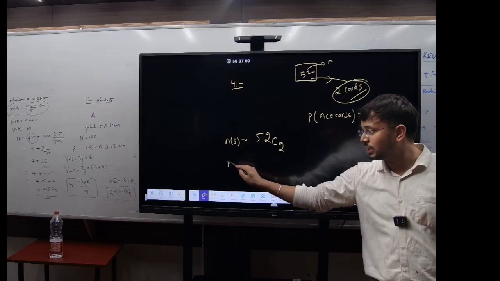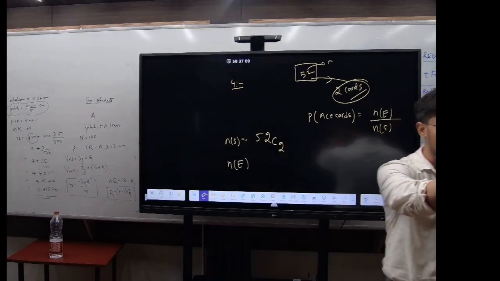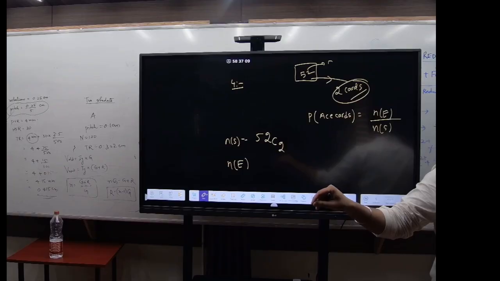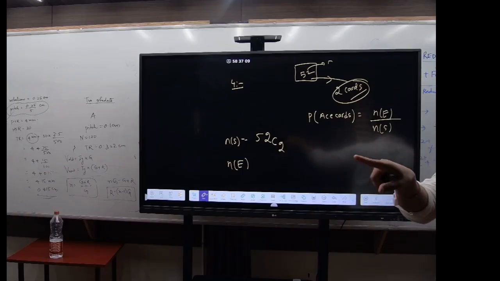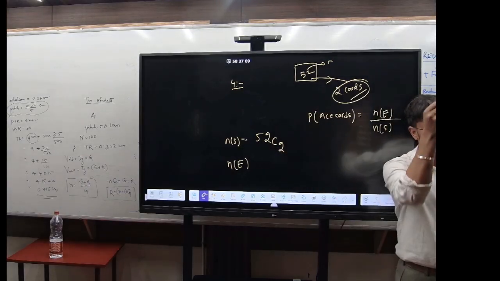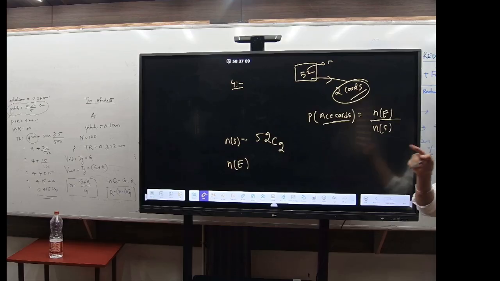But what do I actually want? Let's say out of 8 I can select any 2. But if I want only two particular ones, how many ways can I select them? Only one way. Yes or no? So 52C2 ways I can select any 2 cards out of 52 cards. But what is my requirement? I want them to be aces. Now I will think, okay, if I have to draw ace cards, how many ace cards are there inside this?